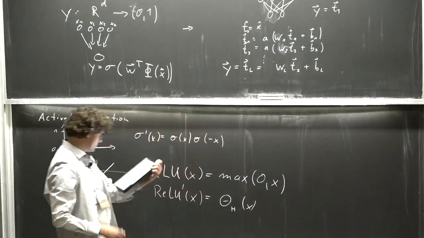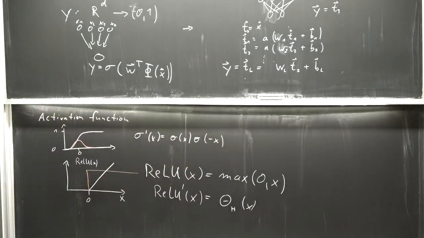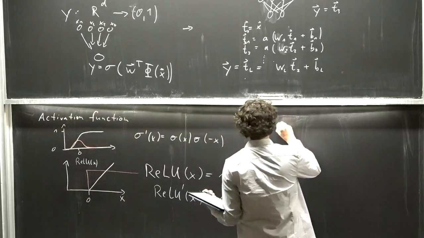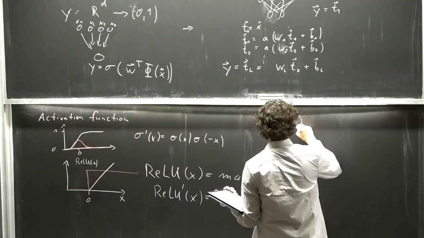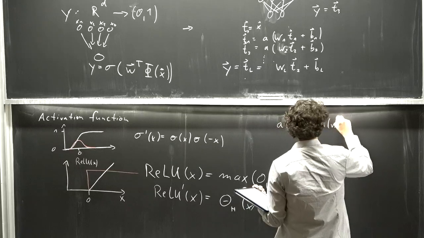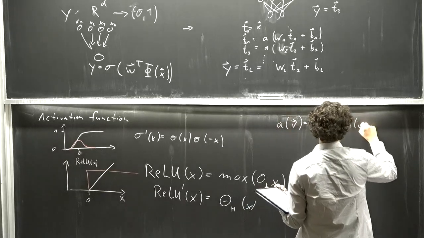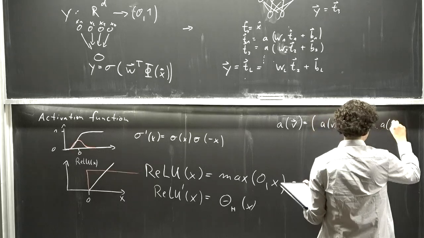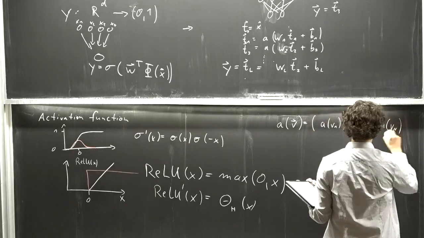So the derivative of this is just the Heaviside step function, right? Good, and what I already mentioned is that the activation functions are applied component-wise. So if you plug in a vector, the output would be simply the activation function applied to all vector components.